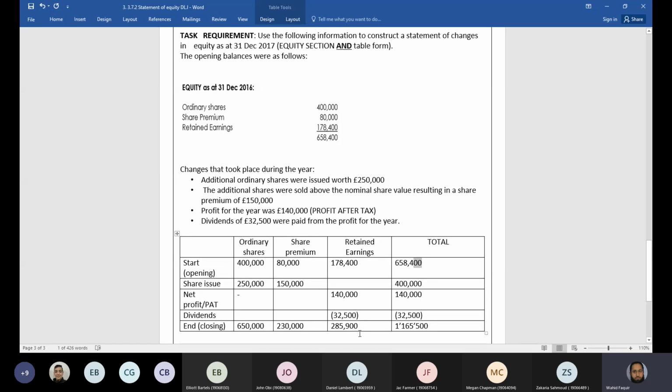And if you've got a calculator to hand, you're being active and you're participating, as opposed to in bed with a coffee, add across, please. Should give you 1.1655 million. Add downwards should give you the same figure. And that gives you some reassurance you've done the right thing.